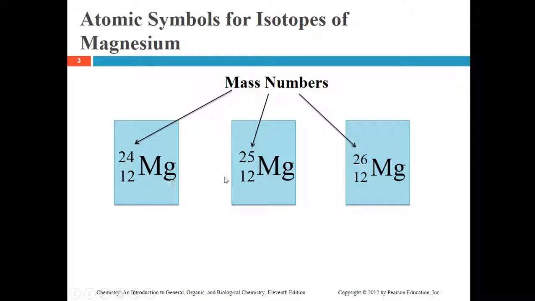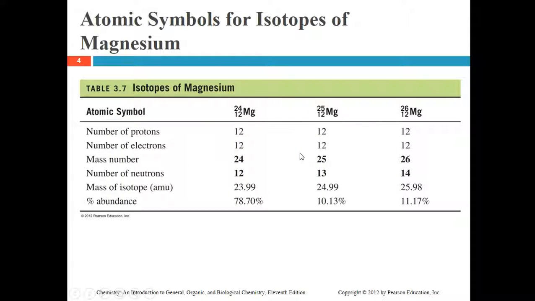First of all, we know this element is magnesium because the smaller number here, the 12, is the proton number. You look on the periodic table, and number 12 is magnesium. So we know these are isotopes of magnesium. Why? Because each of these has 12 protons. So it's magnesium, but it has different mass numbers. So that means they are different isotopes.